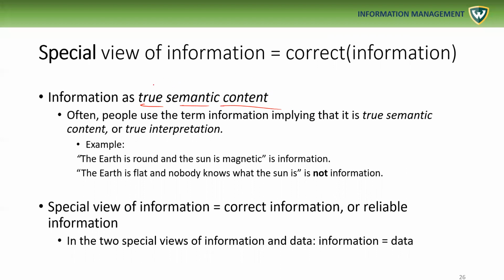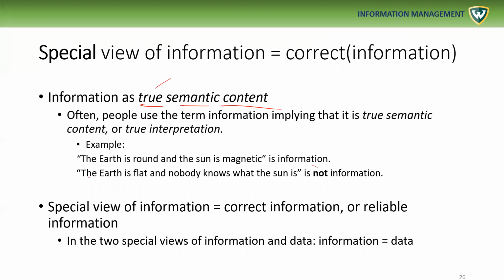Of course, true is a difficult thing to determine 100%. Often people use the term information implying that it's true semantic content or true interpretation. So when you see the information, you really want to see the correct information, not just the fake information. So to say that the earth is round and the sun has magnetic force is information. To say the earth is flat and nobody knows what the sun is, is not information.